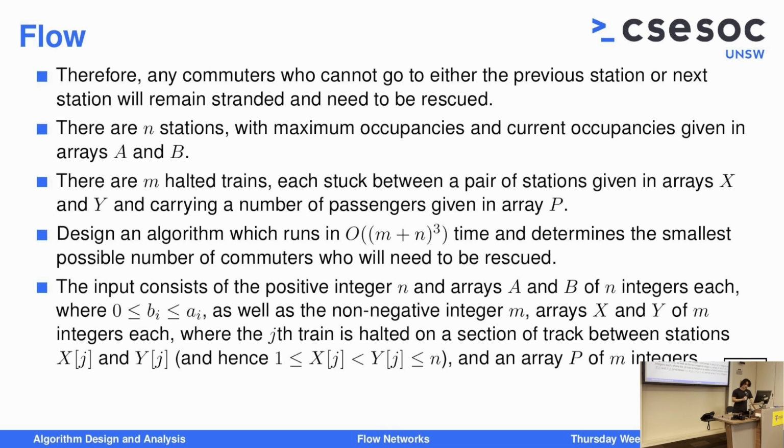The input consists of the positive integer n and arrays A and B of n integers each, where b_i is between 0 and a_i. That is just to say that my current occupancy can't be less than 0, can't have negative people, and also I can't have more people than my full capacity. As well as the non-negative integer m, and arrays x and y of m integers each, where the jth train is halted on the section of track between stations x_j and y_j, and hence 1 ≤ x_j < y_j ≤ n, and an array P of m integers.